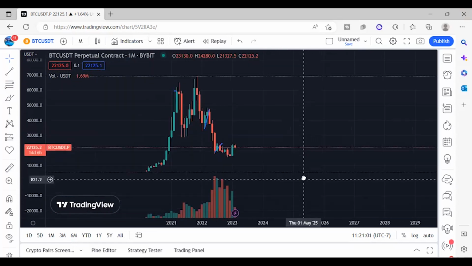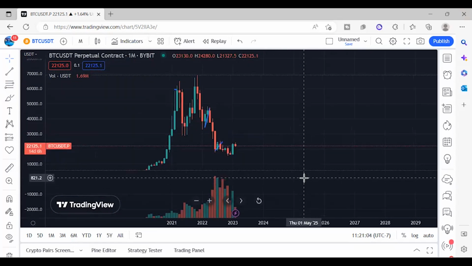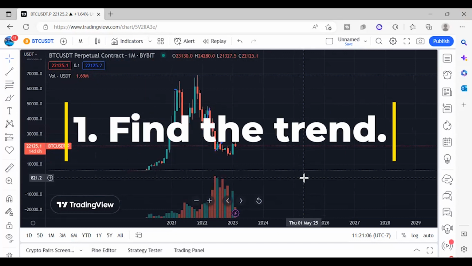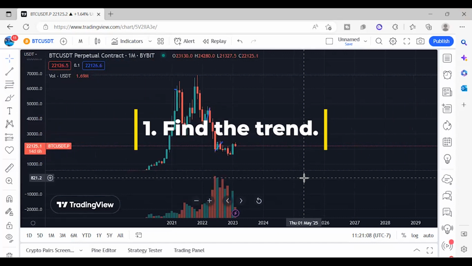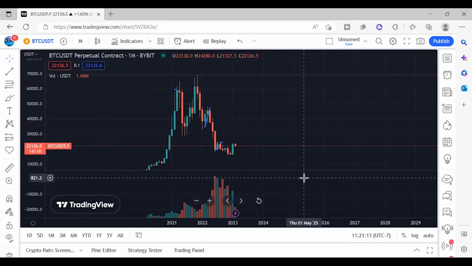Now when I am on the monthly time frame, here are the steps we want to follow. Number one, we want to see what trend Bitcoin is in. This could be Bitcoin or it could be Ethereum, whatever crypto you're trading. First of all, you want to find the trend. What trend is that cryptocurrency on? Is it in an uptrend, or is it in a downtrend, or is it in a consolidation? Is it trading sideways?